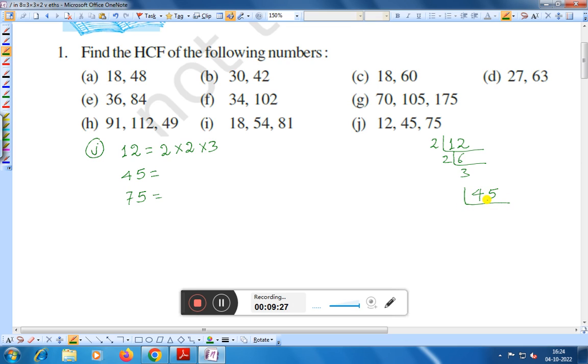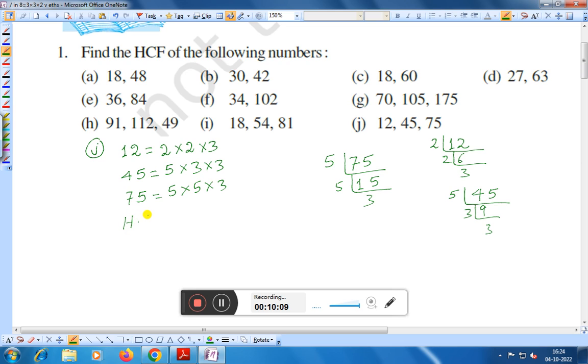And 45: that is divisible by 5. 5 times 9 is 45 and 3 times 3 is 9. Therefore, we can write 5 into 3 into 3. And another number is 75. We divide it by 5, which gives 15, and again by 5. Here you can write 5 into 5 into 3.